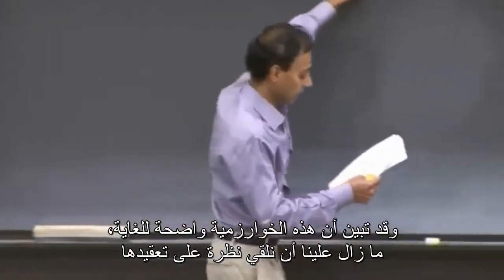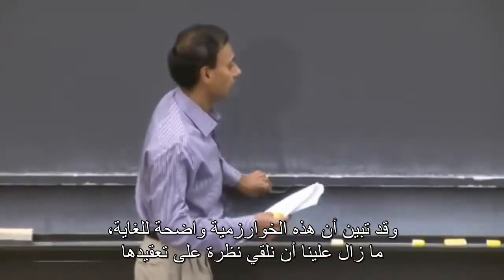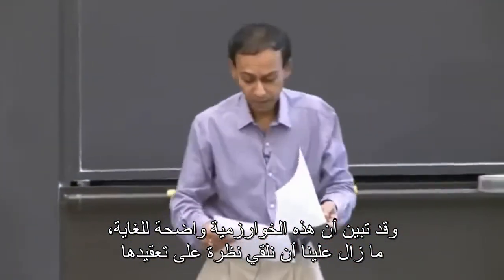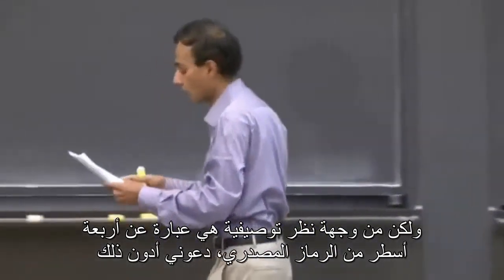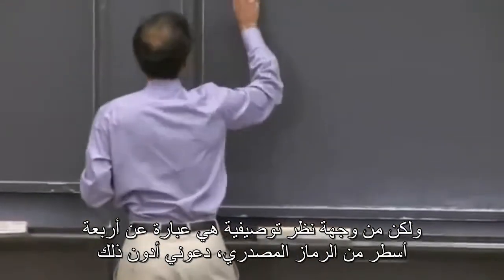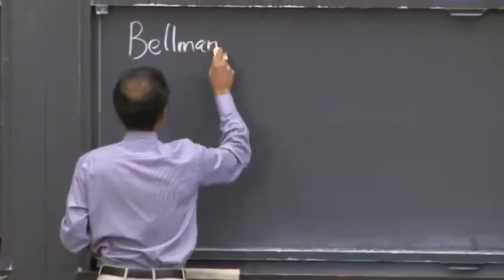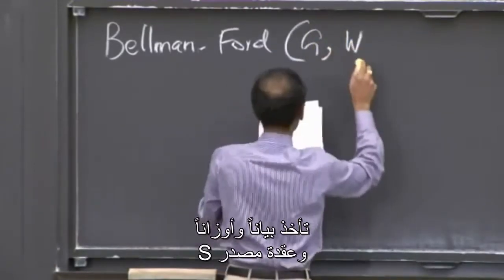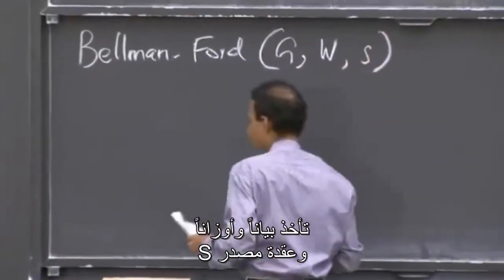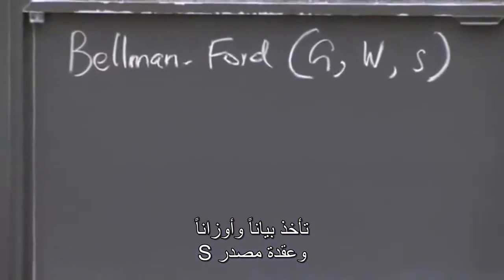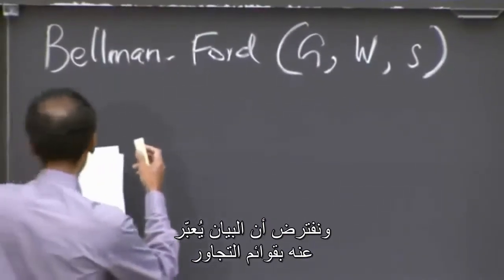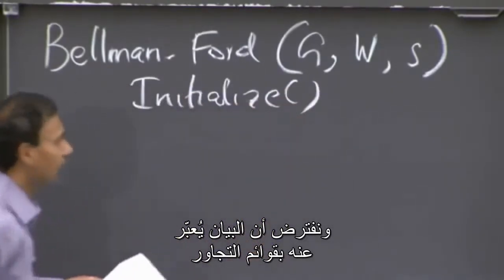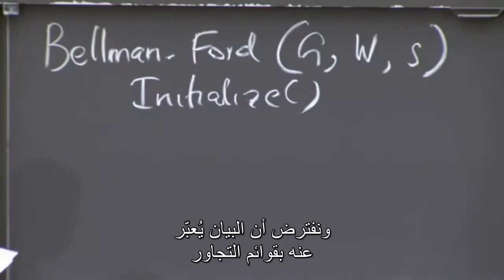And as it turns out, this algorithm is incredibly straightforward. I mean, its complexity we'll have to look at. But from a description standpoint, it's 4 lines of code. And let me put that up. So Bellman Ford takes a graph, weights, and a source S. And you can assume an adjacency list specification of the graph, or the representation of the graph.